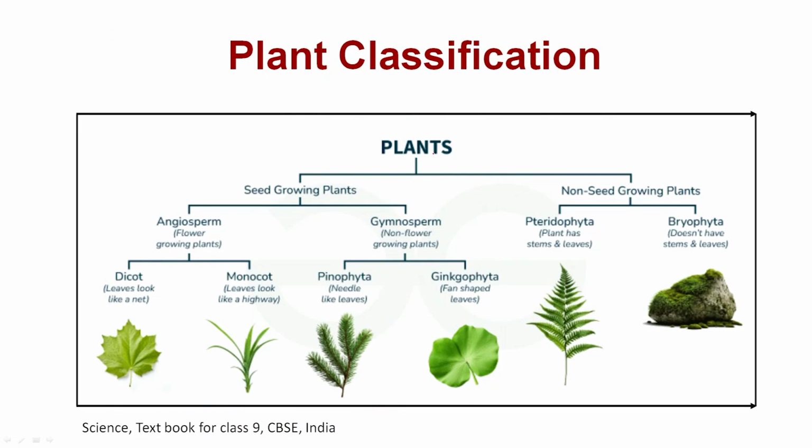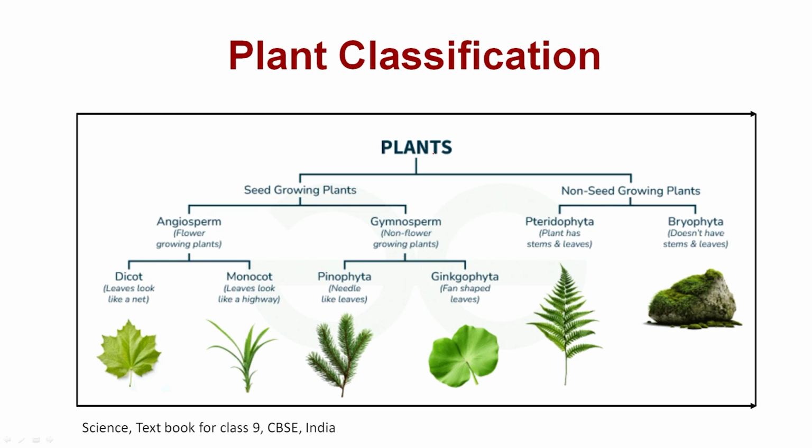To impress this upon you more, how do you do plant classification? Plants are classified into two parts, right? This is taken from a CBSE class 9 textbook. You can have seed growing plants and non-seed growing plants. Seed growing plants can be flower growing plants or non-flower growing plants. Flower growing plants can have leaves with a net pattern or leaves with parallel veins. Paddy has parallel veins, and cotton is a dicot, with leaves that look like a net. Non-flower growing plants can again be two types: needle-like leaves or fan-shaped leaves. If you go to non-seed growing plants, you can have plants that have stems and leaves, and plants which don't have stems and leaves, like grass.